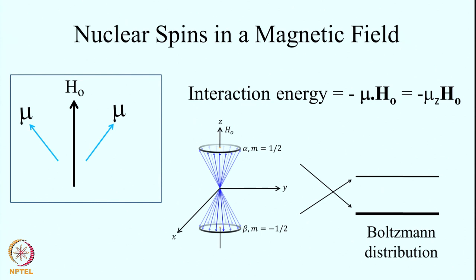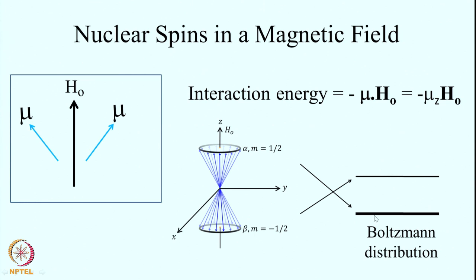The two orientations were degenerate in the absence of the field. When you apply a field, this degeneracy gets lifted because of the interaction between the magnetic moment and the field, and the two energy states get separated like this. Now the spins will have to redistribute themselves between the two states. If you have a sample which consists of trillions and trillions of nuclear spins, they will be populated in these two energy states, and that follows what is called the Boltzmann distribution.